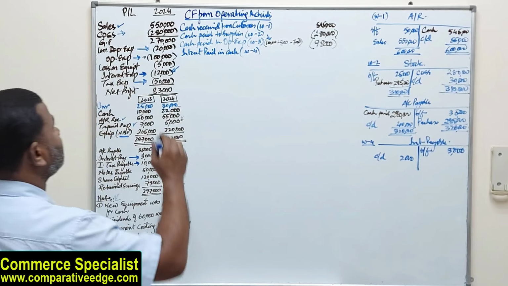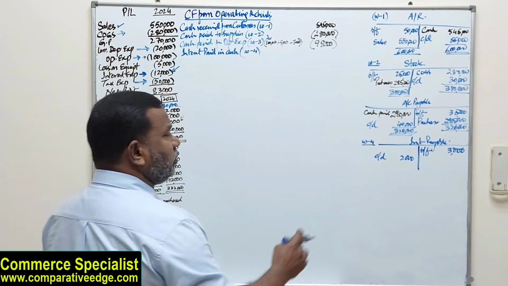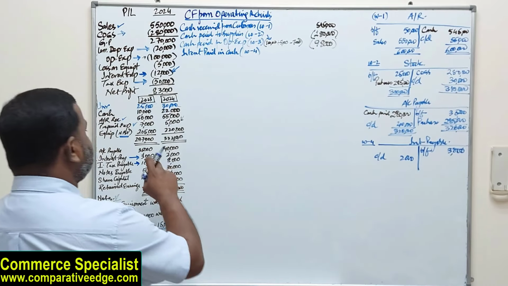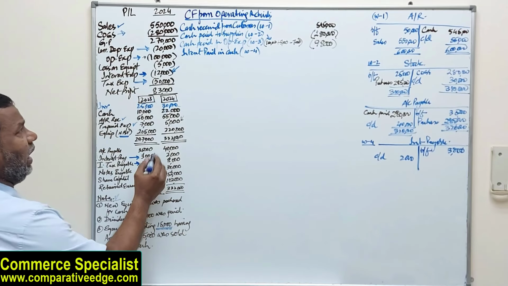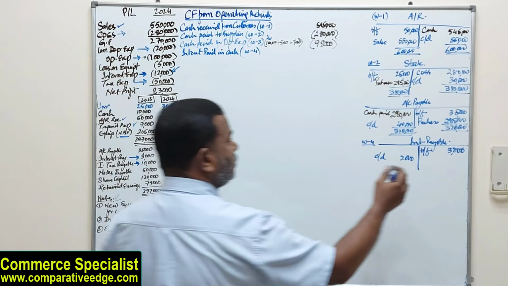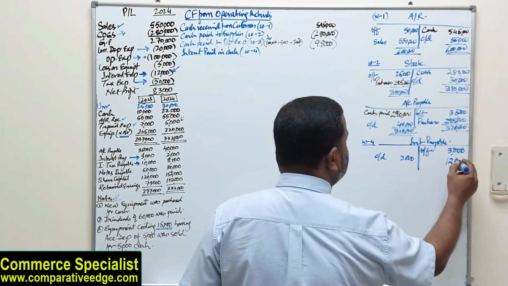And if you look at interest for the year is 12,000. So if 3,000 was payable at the beginning of the year, 3,000, and interest for the year is 12,000, so total how much is payable?